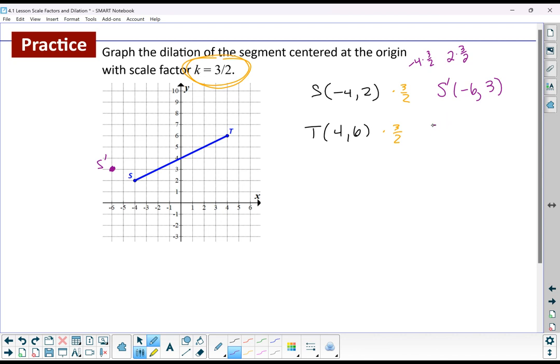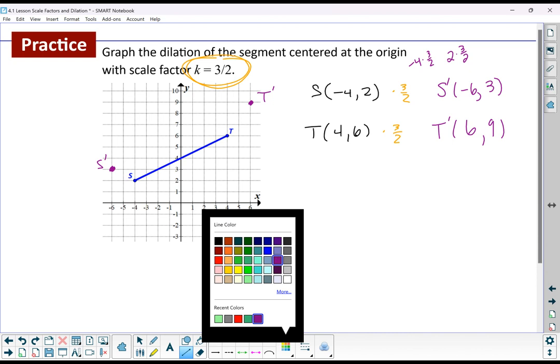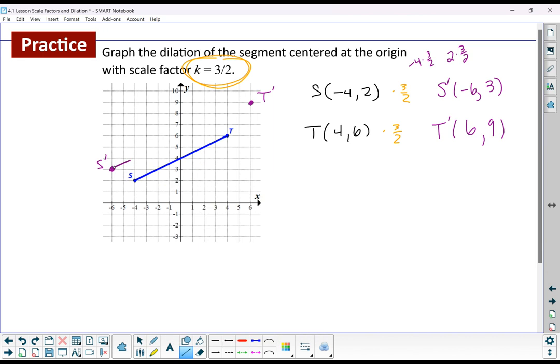And point T's new location, T prime, will be 6 and 9. Here's my location for T prime. If I connect those, because it's a dilation, that should give me a parallel segment, and its length is exactly 3/2 times as long as the original. You can see that it definitely is parallel. This has a slope of 1/2, and this one also has that same slope of 1/2.